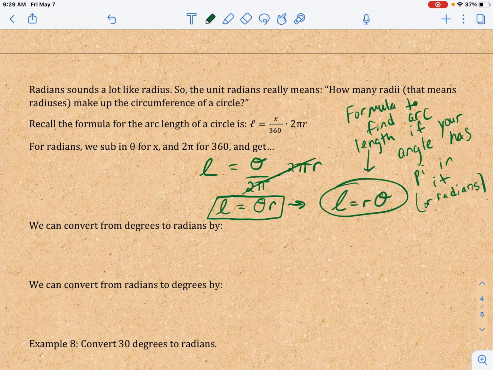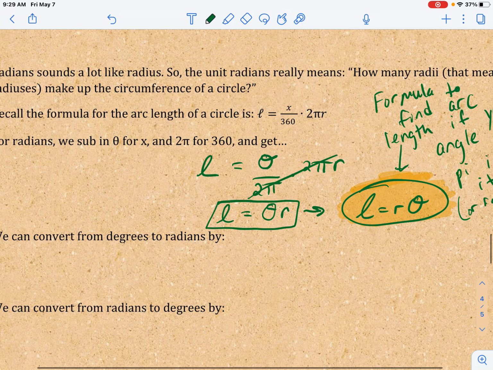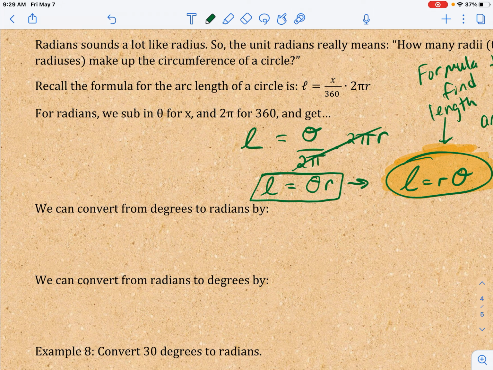So let's say you really like this formula right here that I've highlighted in orange. Let's say, Mr. Enzi, I don't like degrees. That other formula looks too complicated. This one's better. Well, there's a way to convert from degrees to radians, okay? So what you can do is multiply your degree measure by pi over 180.